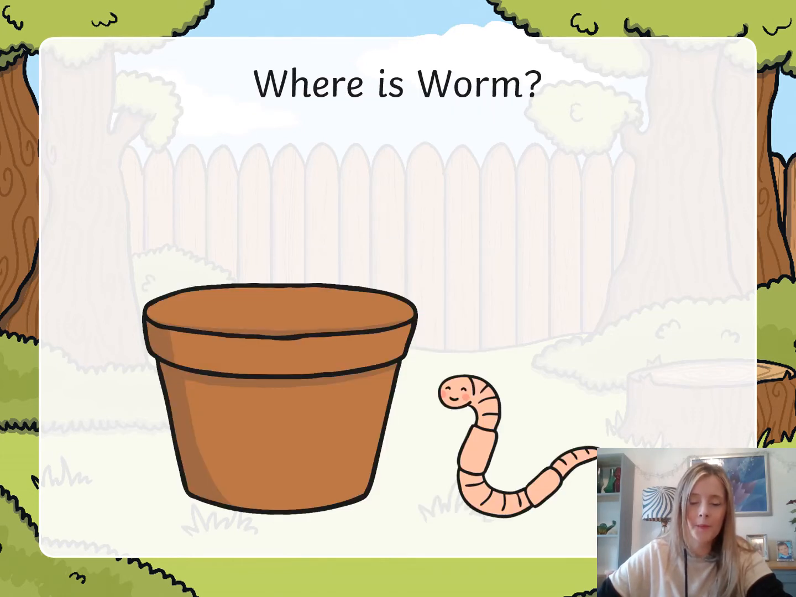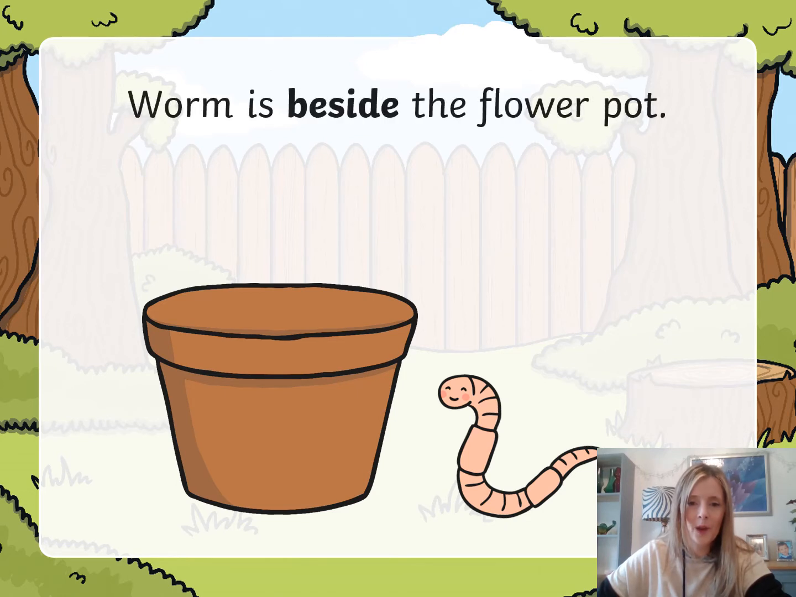Where is worm? Can you think where he is? Can you remember some of the vocabulary that we've used to describe where worm might be? Worm is beside the flower pot. Is there another word that we could use that means the same as beside? Have a think. That's right, we could use the word next to also. That means the same thing, beside and next to.